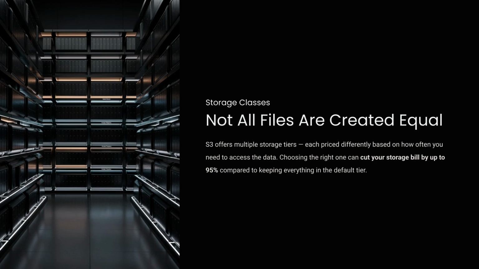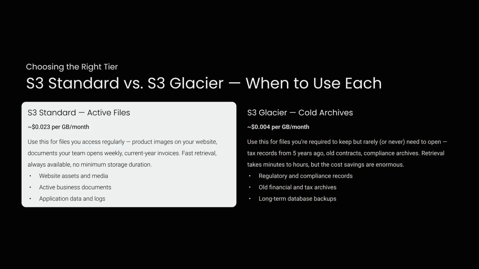S3 storage classes help manage costs because not all files are created equal. S3 offers multiple storage tiers, priced differently based on how often you need to access the data. Choosing the right tier can cut your storage bill by up to 95%. S3 Standard is for active files accessed regularly, costing about $0.023 per gigabyte per month. S3 Glacier is for cold archives, like compliance records, accessed rarely, costing around $0.004 per gigabyte per month.